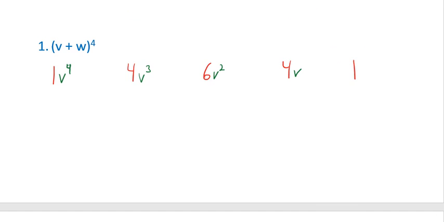Then your next move is to do the w, or whatever you have in that spot, to the power of the problem, but start on the right end and work to the left. So 1w to the 4th, and then w cubed, w squared, w, and then you should run out by that last one.